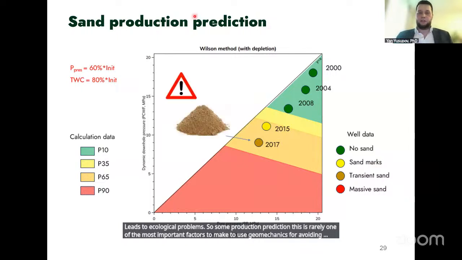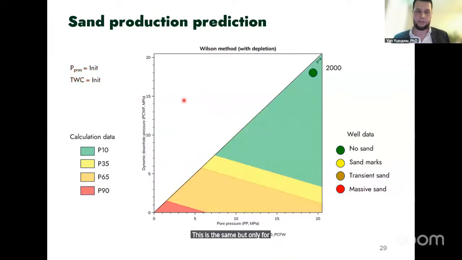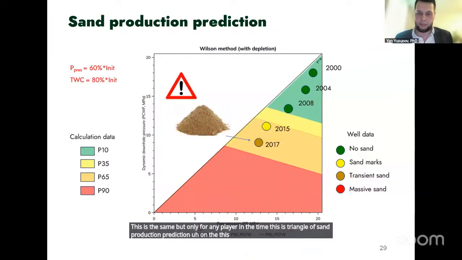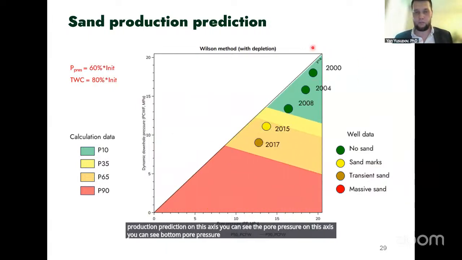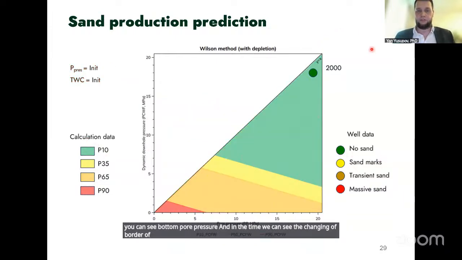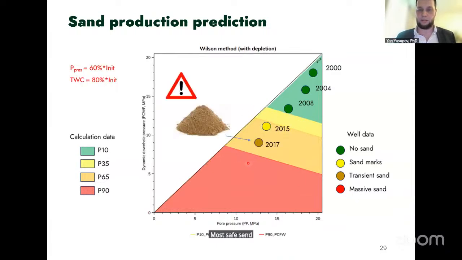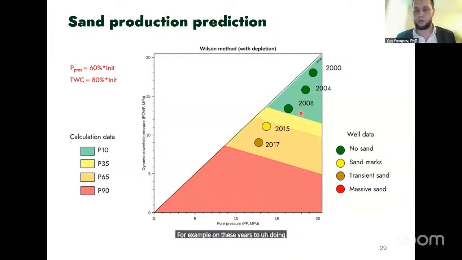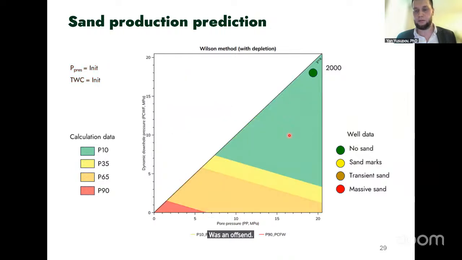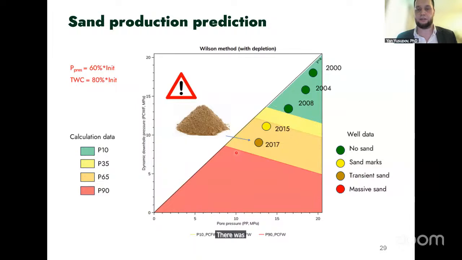And this is the same, but only for any layer in time. This is the triangle of sand production prediction. On this axis you can see the pore pressure. On this axis you can see the bottom hole pressure. And in time, we can see the changing of the border between the safest zone and the big risk of sand production. For example, in 2008 there was no sand. After 2015, there were sand marks and transient sand.